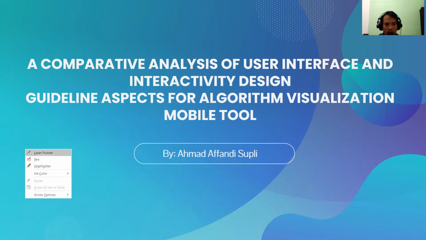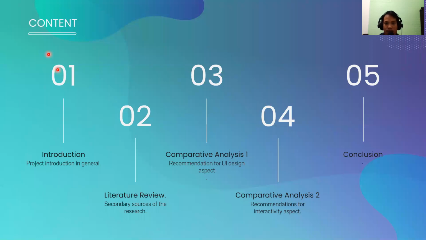So let's talk about the content of this paper. It consists of five parts. The first is introductions. The second is literature review. The third is about comparative analysis one, and the results of it, which is the recommendation for UI design aspects. The fourth is comparative analysis two, and the results of it, a recommendation for interactivity aspects. The fifth is about conclusions.